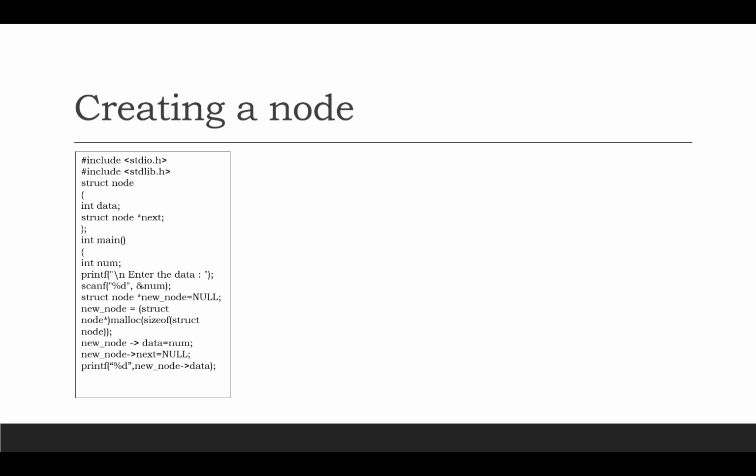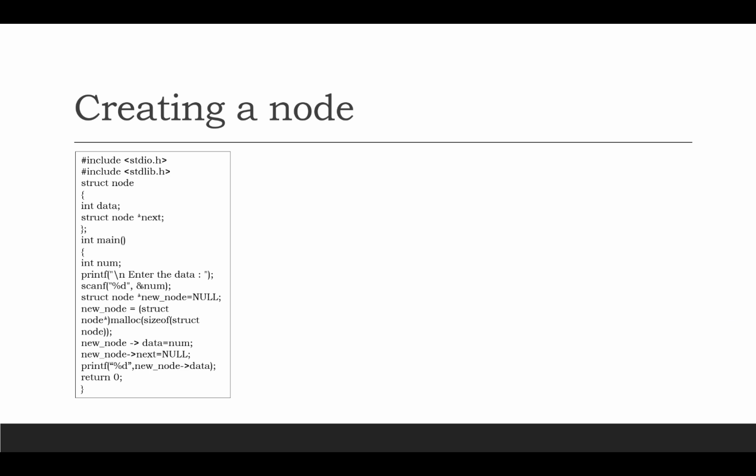Then we are going to print the value of the node, so the data part value will be printed here. For that we use the printf statement with %d, and the value for that %d is newnode->data. Then we return 0.